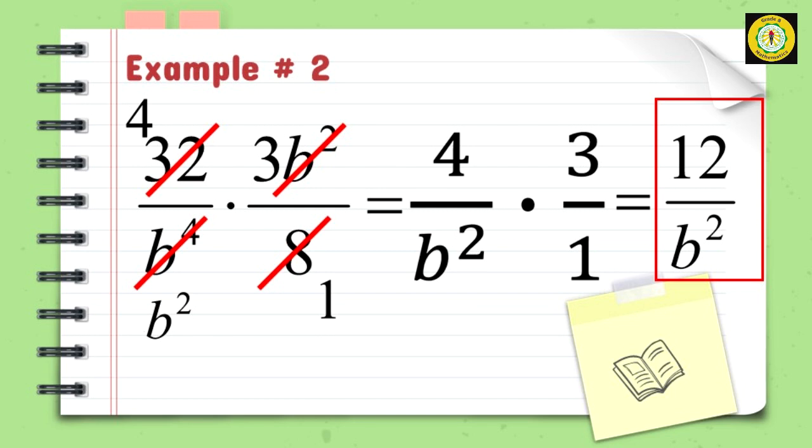Example number 2. 32 over b to the 4th power, multiply to 3b squared over 8. This is equal to 4 over b squared, multiplied to 3 over 1. 4 times 3 is 12, and b squared times 1 is b squared.